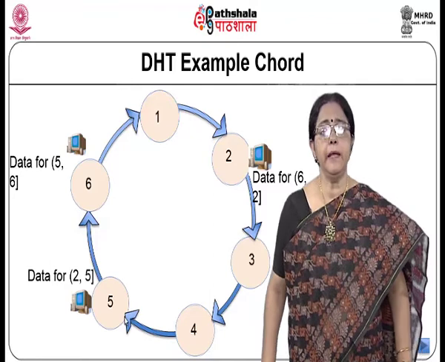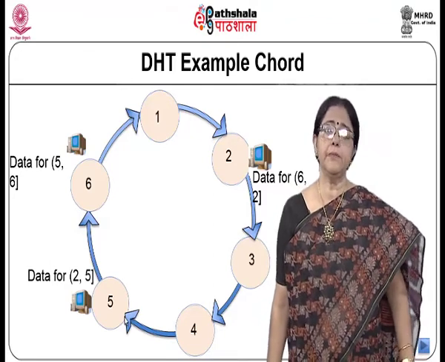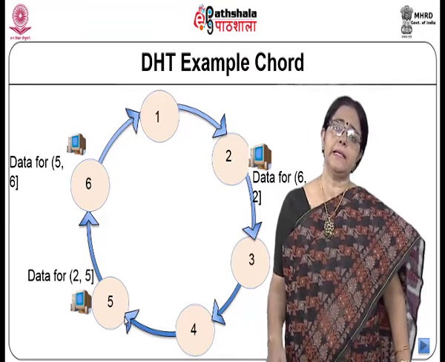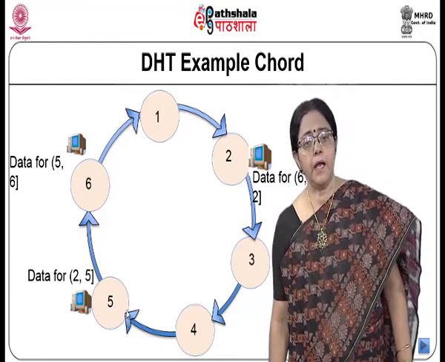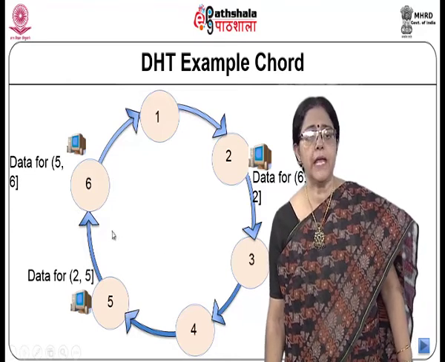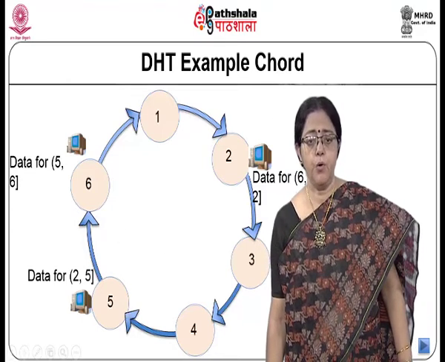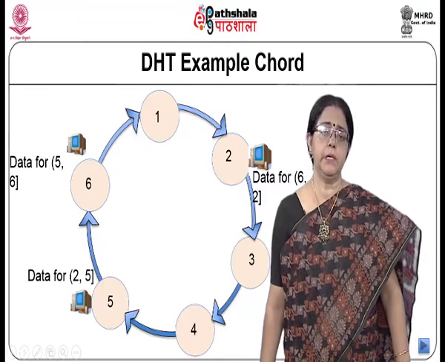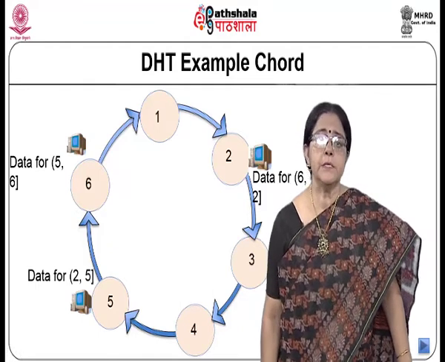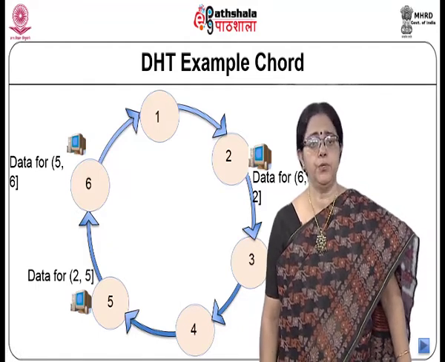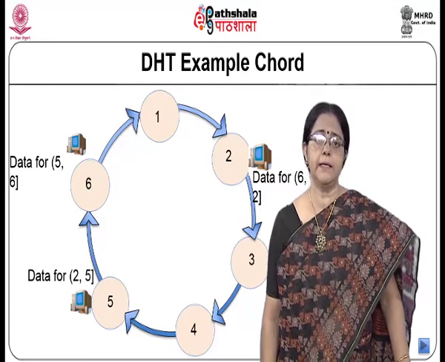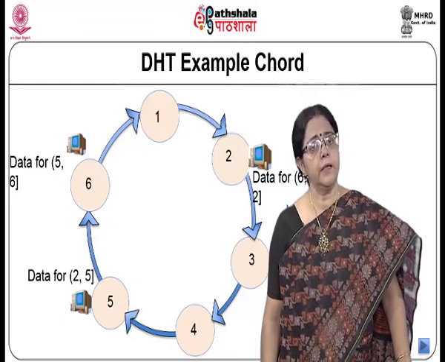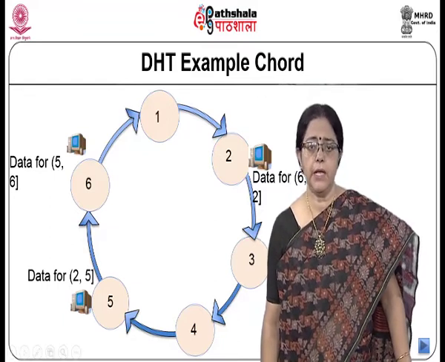Similarly, a data will be retrieved in a similar manner. If I am looking for a data whose key value is, say, 1, then I should look for a node which has the space of 1, which will be node 2. Node 2 will have from after 6 up to 2, inclusive of 2. So, this way it is very simple to decide where the data should be and how to retrieve that data using Chord DHT.